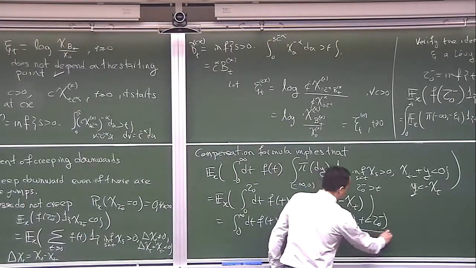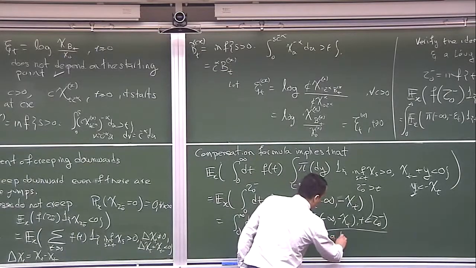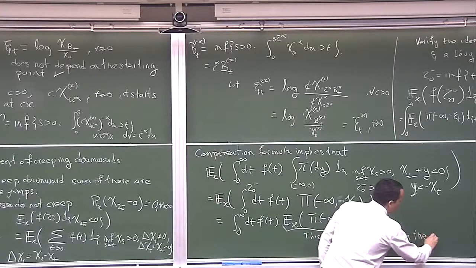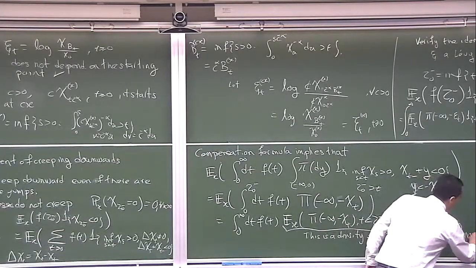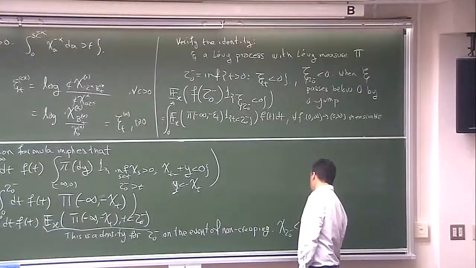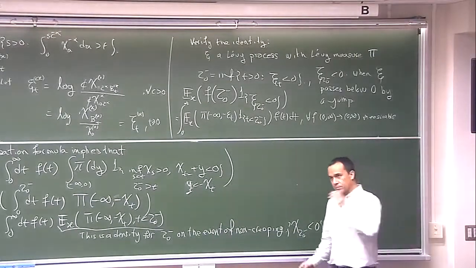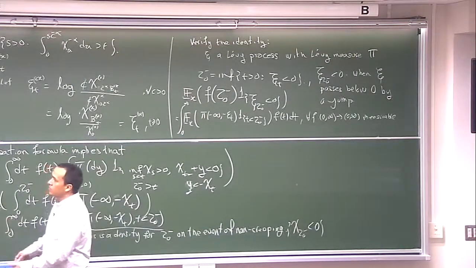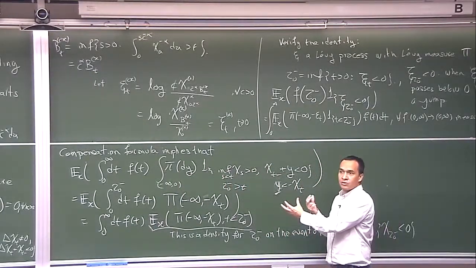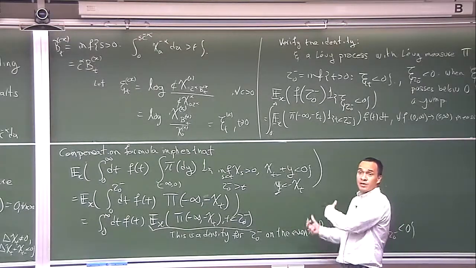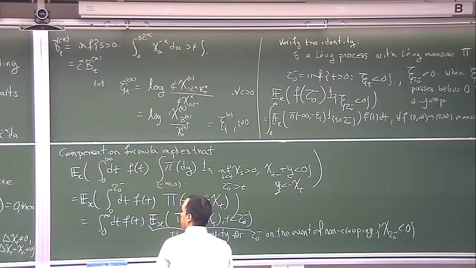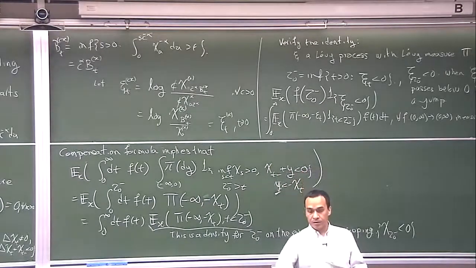So in particular, this is a density for tau 0 minus on the event of non-creeping, the event where x tau 0 minus is smaller than 0. It is worth noticing that if there is a density for this random variable for tau 0, it will come from two parts that are disjoint: the event of non-creeping and the event of creeping. So that fills the two gaps I left yesterday. Are there any questions with respect to this?